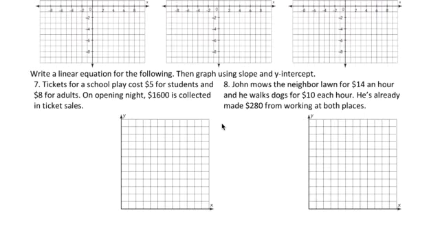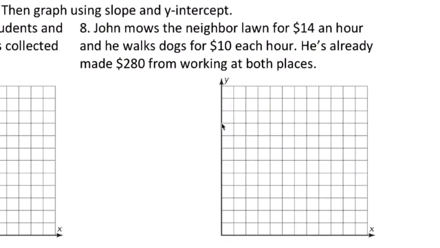Write a linear equation for the following, then graph using slope and y-intercept. Hopefully I did that in class. And then I'll let you try number 10, just in case I didn't do it in class. Running out of time or something. $14 an hour. John mows the lawn, so mowing the lawn is X, and walks the dog, that'd be Y, for $10 an hour. So 14X plus 10Y equals, already made $280.